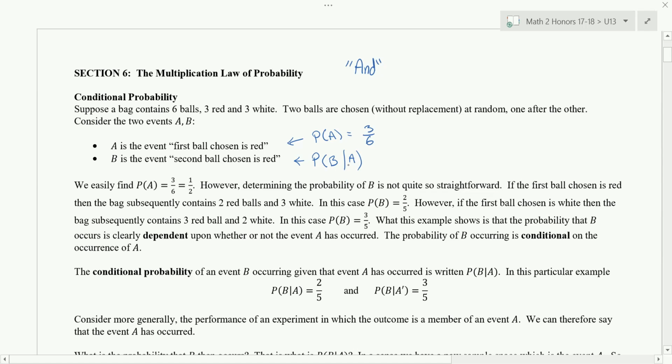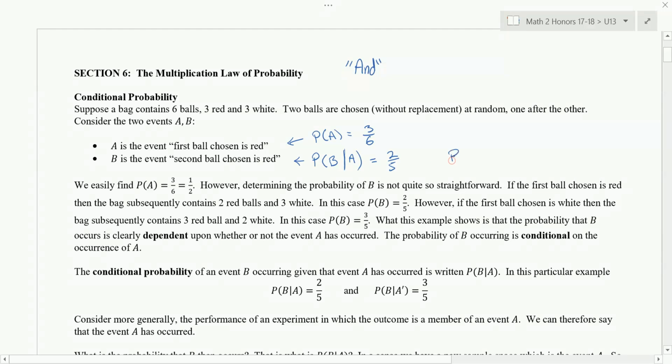So it's a little new notation here. This reads, what's the probability of B given, so this little straight line here is given, that A already occurred. So I'm telling you the first ball was red. Now you can answer the question and say, okay, now I know that probability. So what is it? 2 out of 5.